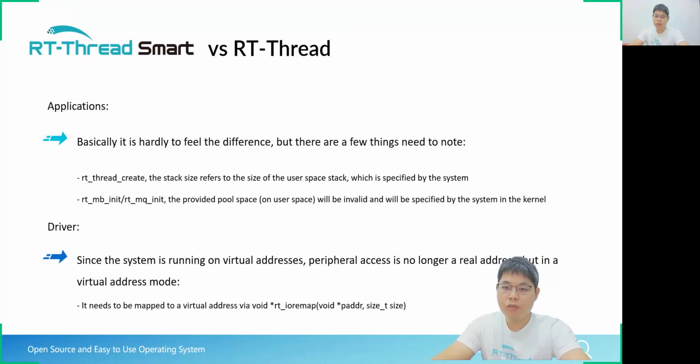And from the driver layer, there are also some differences. Since the system is running on a MMU address space, the physical address will no longer work and needs to be converted into a virtual address by the rt_ioremap function. So this is totally different from RT-Thread RTOS, because RT-Thread RTOS uses the physical address.